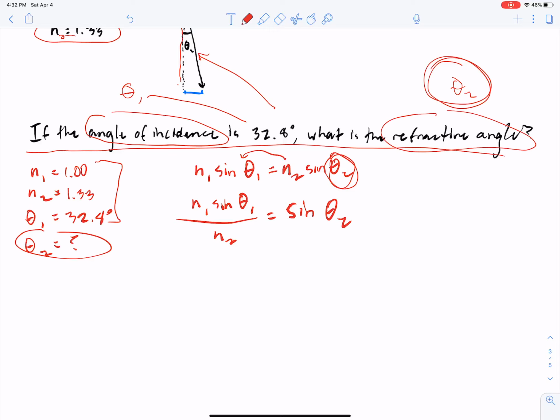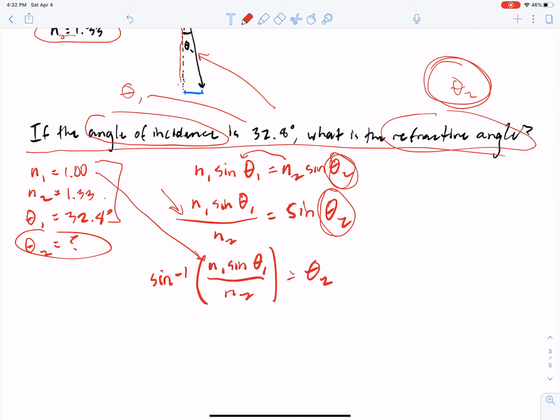Then, to isolate this angle from the sine, we're going to take the inverse sine of this side. So we're going to say sine inverse of N1 sine theta 1 over N2 will equal our refractive angle, or theta 2. Then we're going to simply plug and chug these numbers in. Super easy. Put them in the calculator and see what we get.